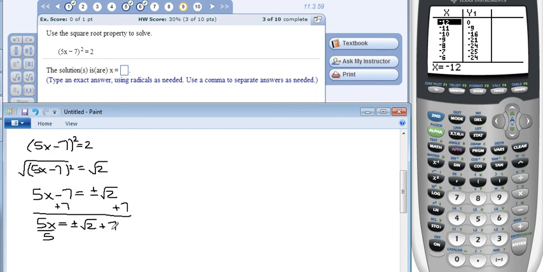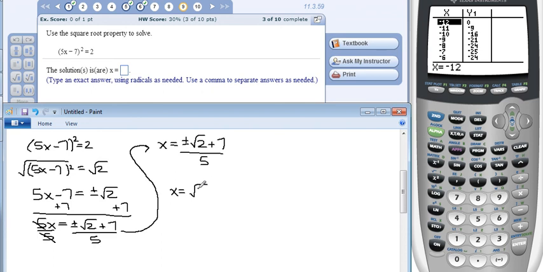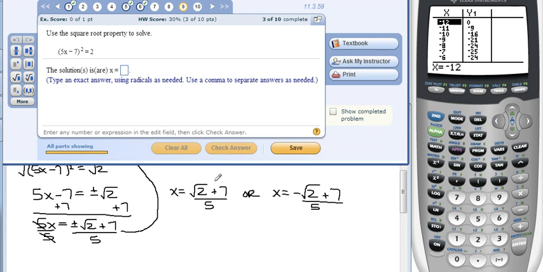And then I divide through by 5. Messy, messy, messy, but it's right. So now I have x is equal to plus or minus the square root of 2 plus 7 over 5. Well, as two answers, that would be x is equal to square root of 2 plus 7 over 5. Okay, that's your positive value. Or x is equal to negative root 2 plus 7 over 5. So that's how you're going to have to put it into MyMathLab. Okay? So you've got this one and then this one.